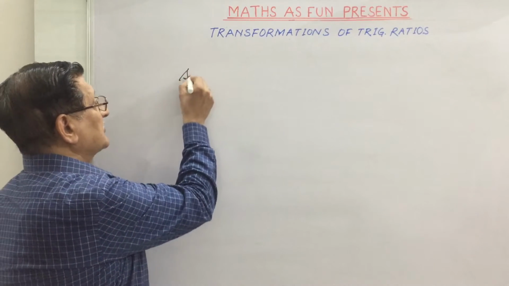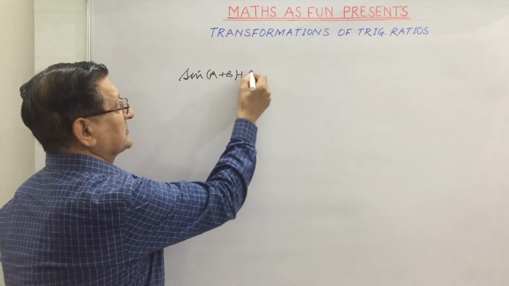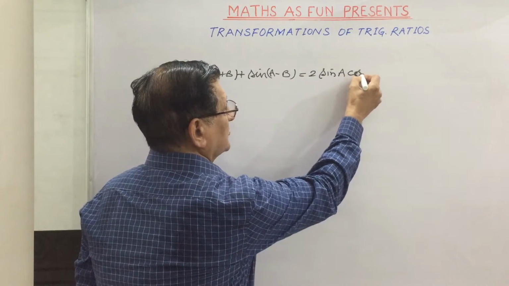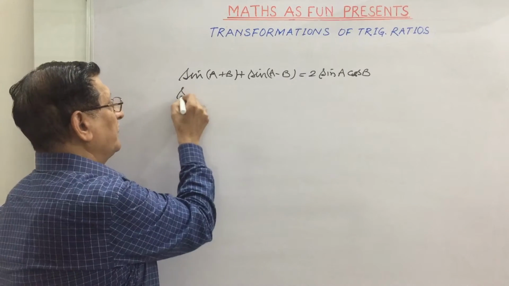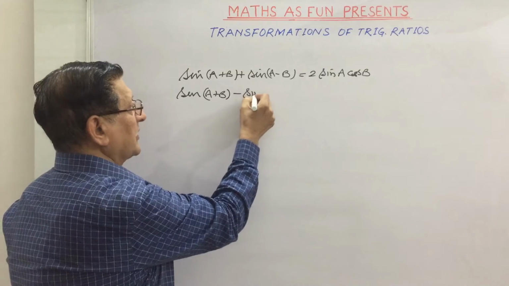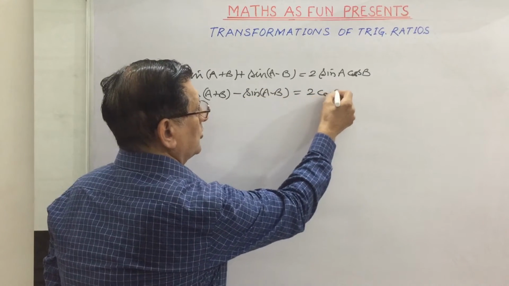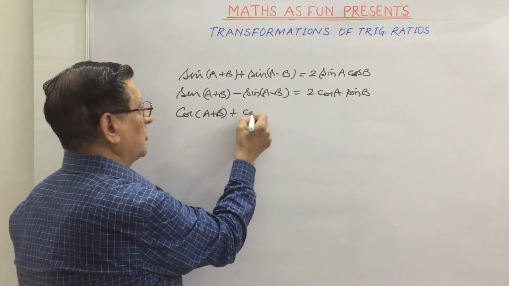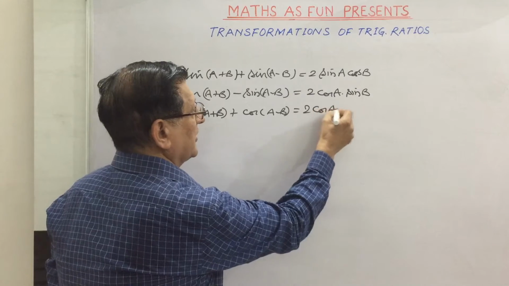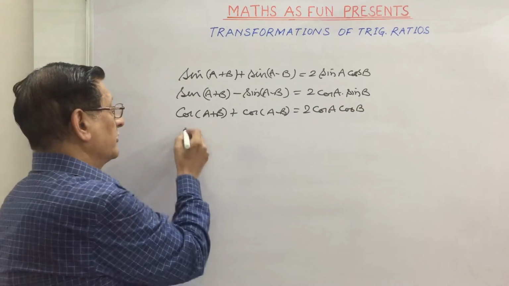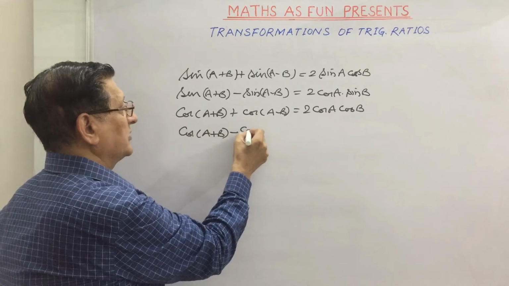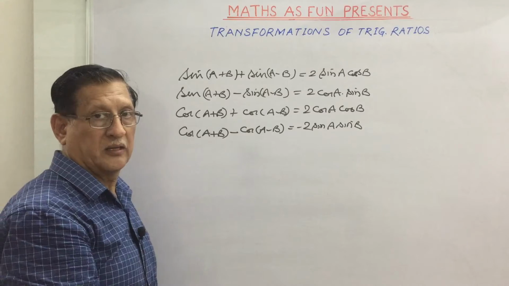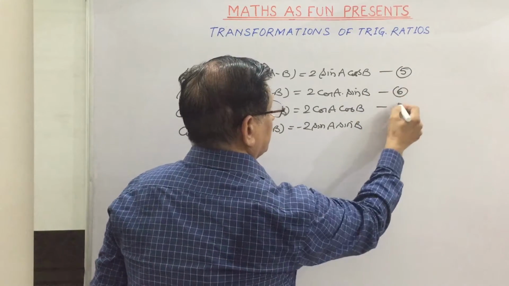We have learned the formula sin A plus B plus sin A minus B is equal to 2 sin A into cos B. We have learned sin A plus B minus sin A minus B equal to 2 cos A into sin B. Next, cos of A plus B plus cos of A minus B equal to 2 cos A into cos B. And also we have learnt cos of A plus B minus cos of A minus B equal to minus 2 sin A into sin B. If we give them the numbers 5, 6, 7 and 8.